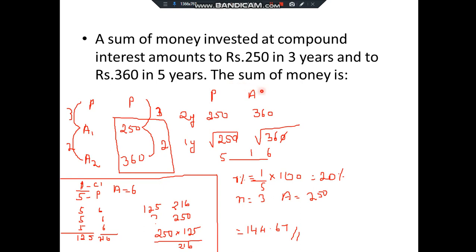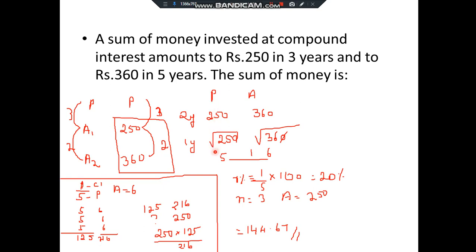So as I told you, we will assume A1 to be principal and A2 to be amount. Okay, so principal and amount, keep it like that. For 2 years it is 250 and 360, right? So for 1 year you will have to find. Usually what we would do is divide by 2. Instead, in this problem we will take the square root.